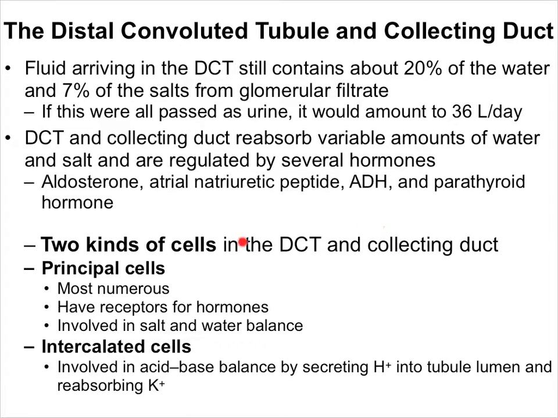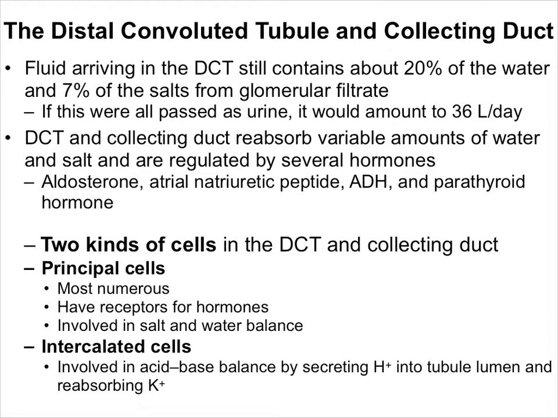There are 2 types of cells in the distal convoluted tubule and collecting duct. The principal cells, which are the most common, they have hormone receptors, and they're going to be the ones that are involved in whether or not you are reabsorbing salt and reabsorbing water. You also have intercalated cells. These are less common, and they are primarily responsible for acid-base balance.